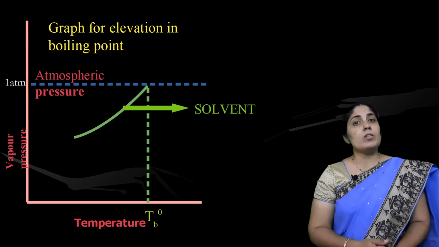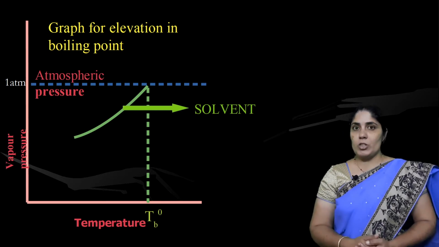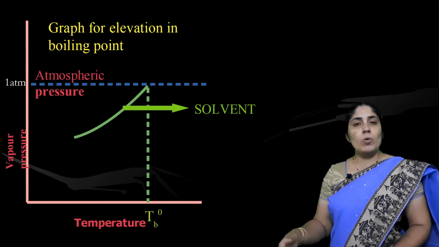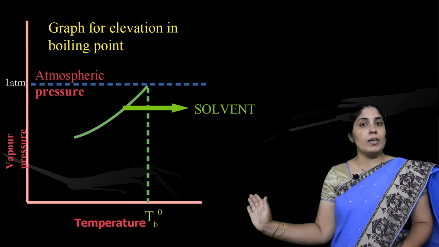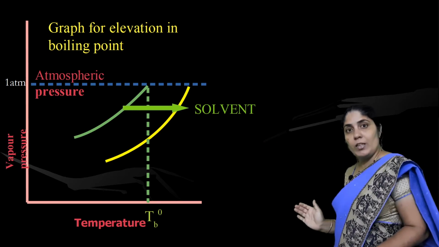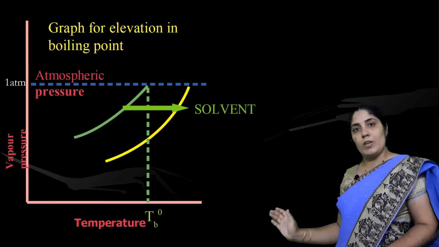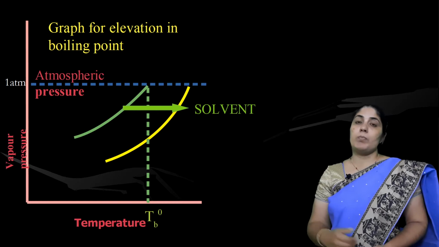Now we are going to consider the solution. As already known, the vapor pressure is going to decrease, so the graph starts at a lower point. Here also you can see that as the temperature increases, the vapor pressure also increases, and it also reaches the atmospheric pressure.